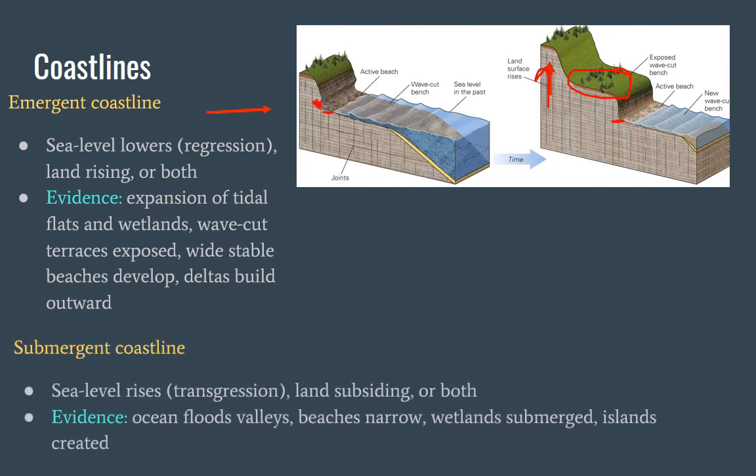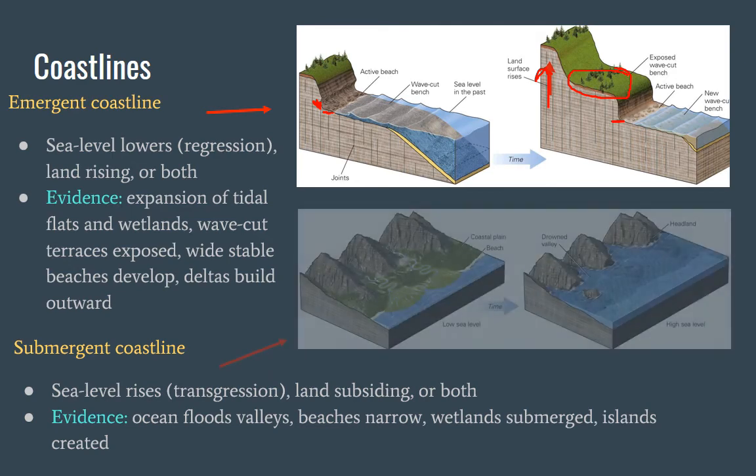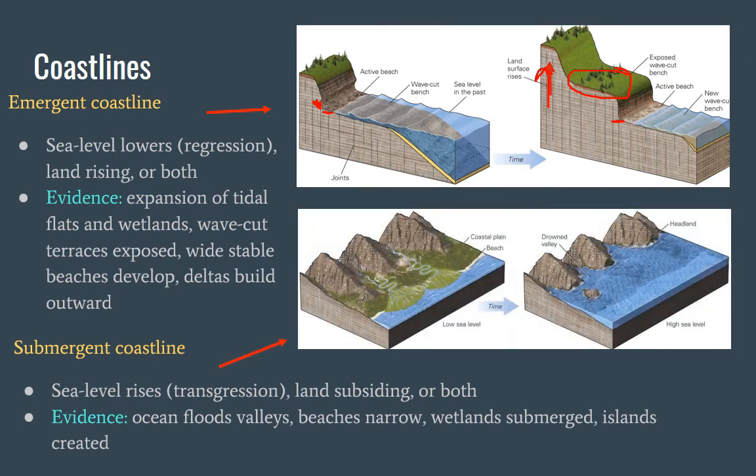Submergent coastlines are going to be the opposite. So in this case, sea level is rising, which is a transgression, or the land is subsiding, which means sinking, or both is happening. So here's an example of what a submergent coastline might look like. We're starting with regular or low sea level here on the left, and you've got these V or U-shaped valleys with rivers coming down them.